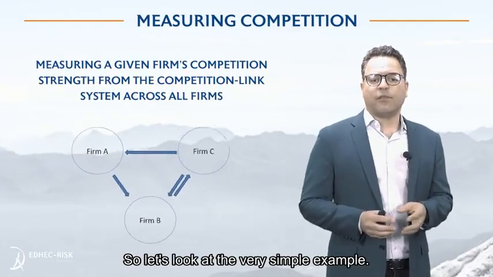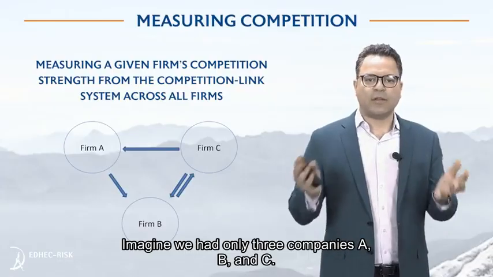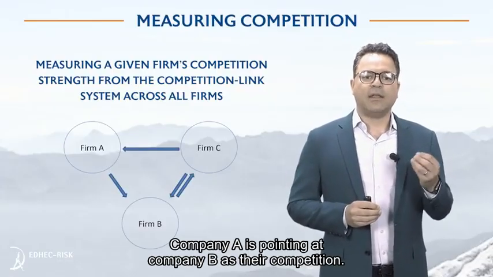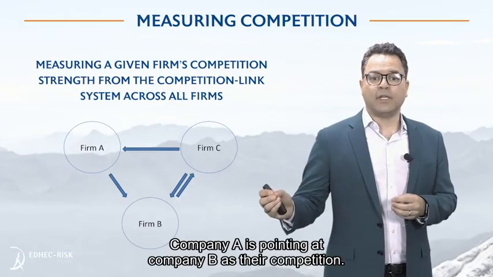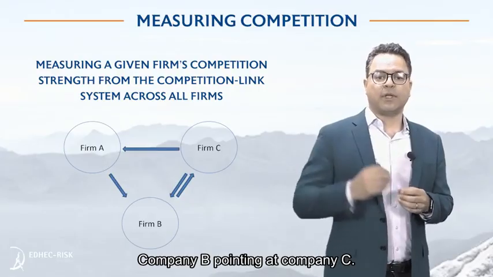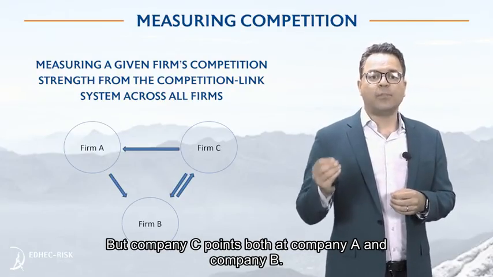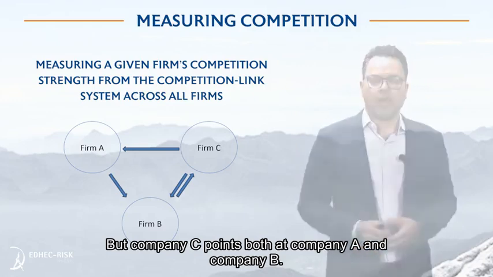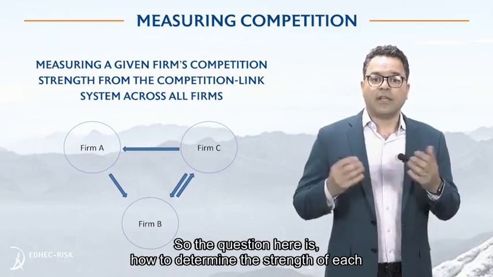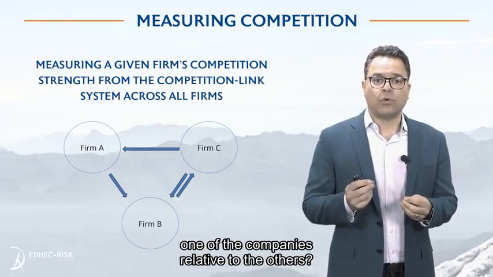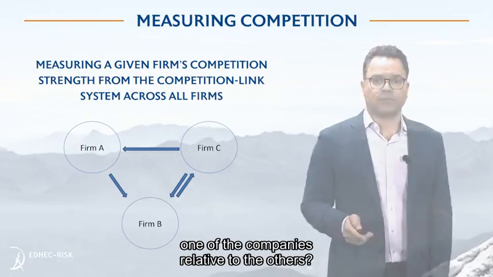So let's look at a very simple example. Imagine we had only 3 companies, A, B, and C. Company A is pointing at company B as their competition. Company B is pointing at company C. But company C points both at company A and company B. So the question here is how to determine the strength of each one of the companies relative to the others.